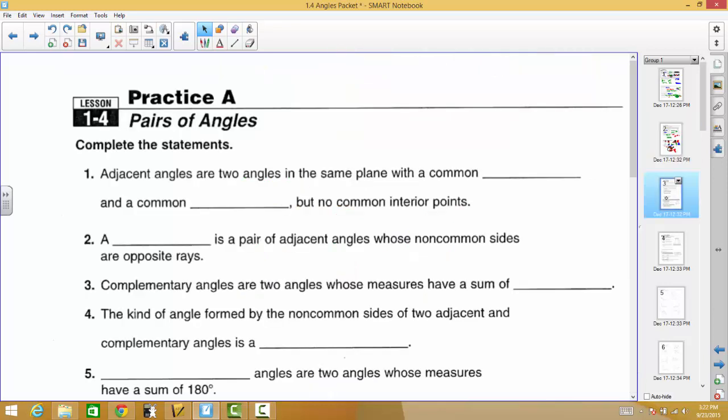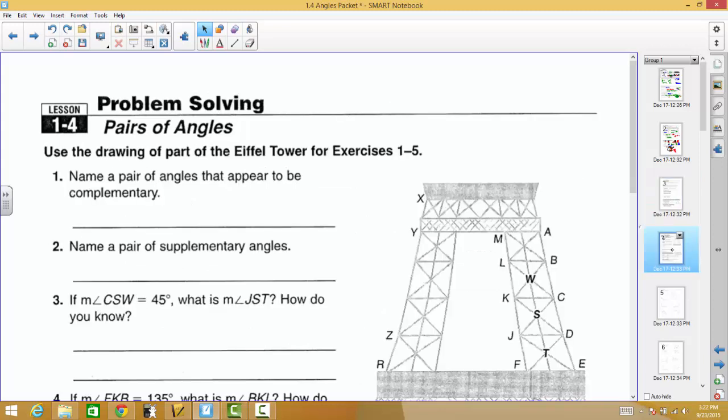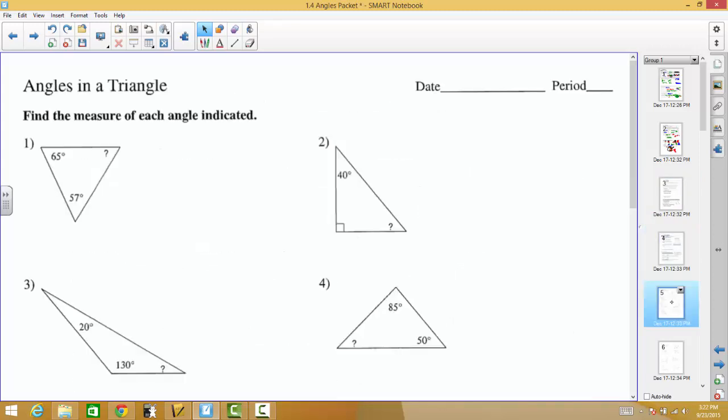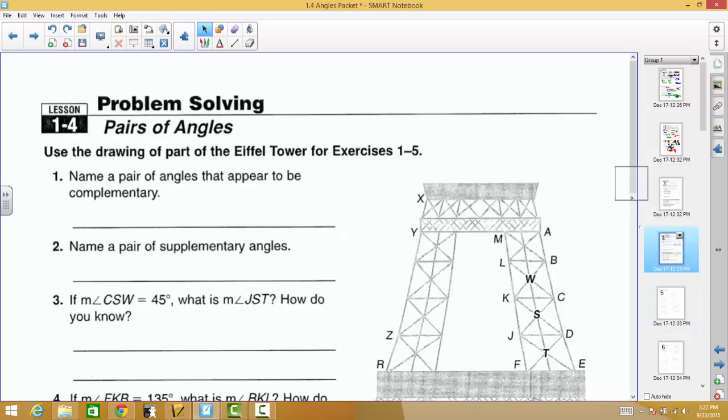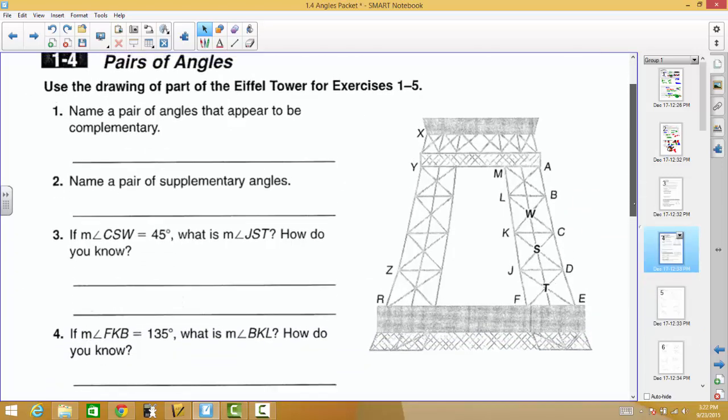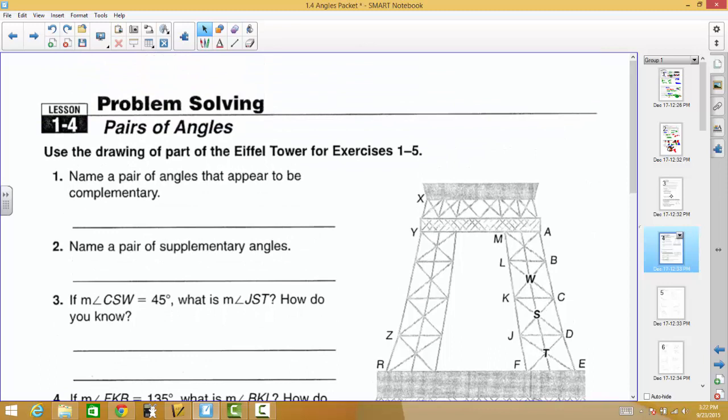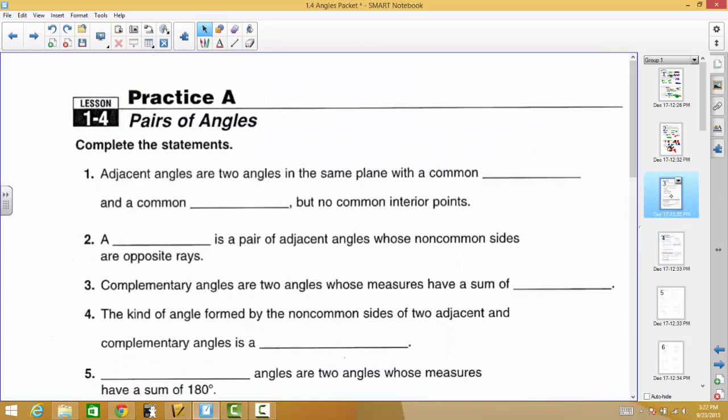Alright, so you are now going to work on practice A and problem solving. And tomorrow in class we'll start these together, but if you have some time tonight, you can definitely start the practice A. Hopefully this makes great sense. Have a wonderful night, and your first sheet should be completed front and back.